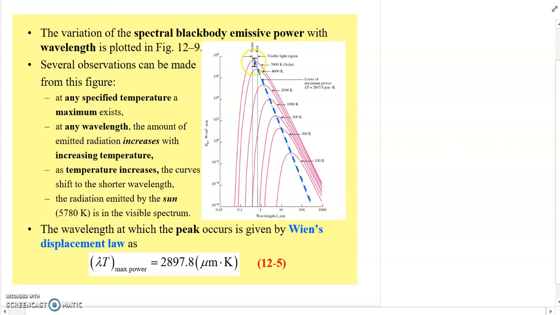The figure here shows the variation of the blackbody emissive power with respect to wavelength. It's E_B lambda versus wavelength. Here you can see that the peak is the maximum. This relationship depends on the temperature. As your wavelength becomes higher, your peak temperature actually goes lower.